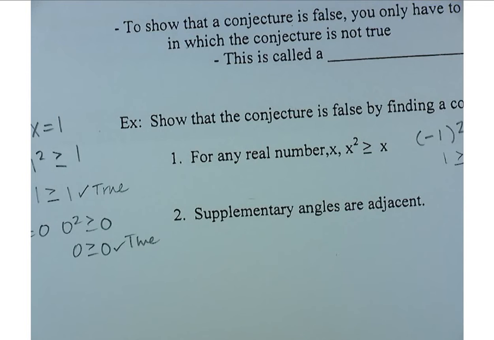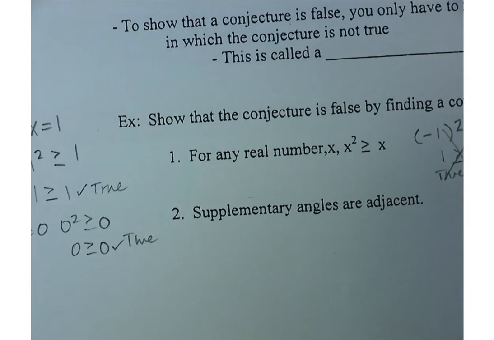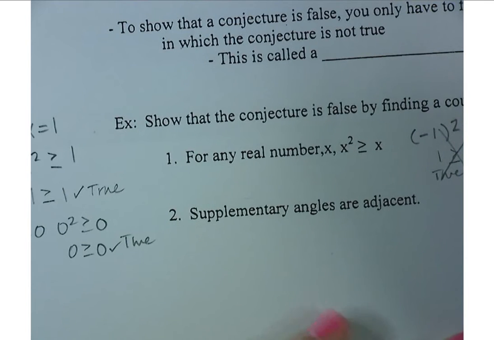Okay, so then we could try what? We could try a decimal or a fraction. Okay, so this one was true, so this one wouldn't work. Do you guys want to try 1/2? Yes. Okay, so 1/2 squared is greater than or equal to 1/2.